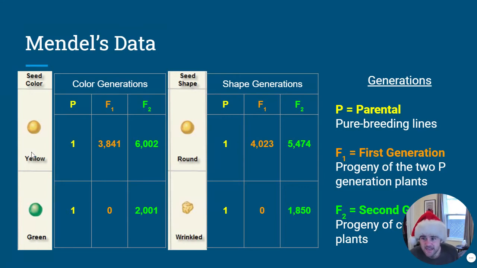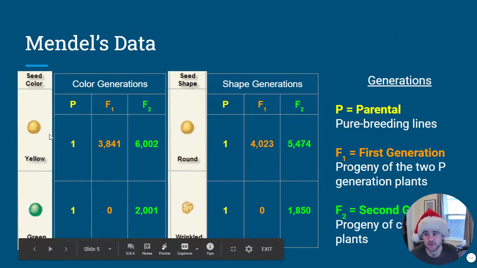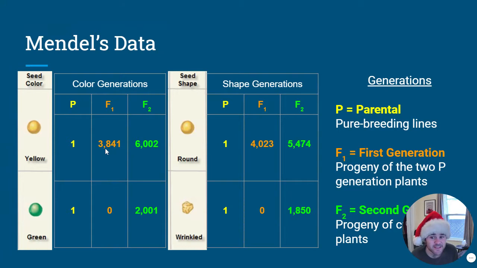And so we're going to look at seed color, yellow and green. He started with a plant that had yellow seeds and a plant that had green seeds. Same thing, he did that with round and wrinkled seeds. And so in the P generation, we have an equal number of yellow and green, round and wrinkled. But then he crosses them, and in that F1 generation, 3,841 of the offspring plants, he was doing big plots, were all yellow. And same thing, 4,023 of his offspring in this generation were all round.